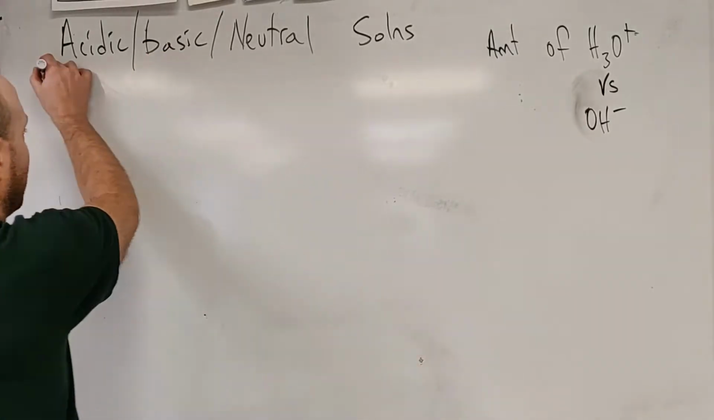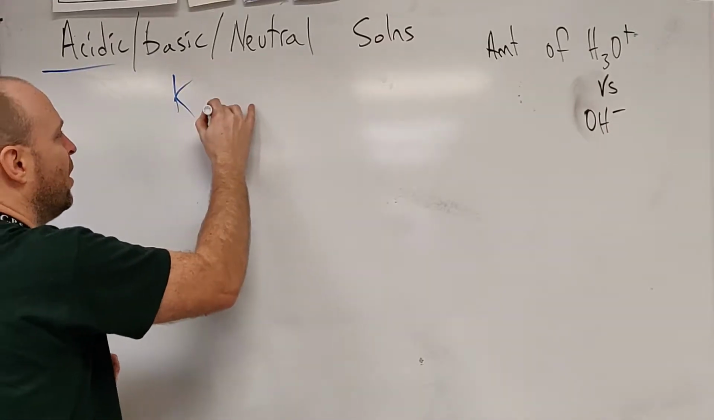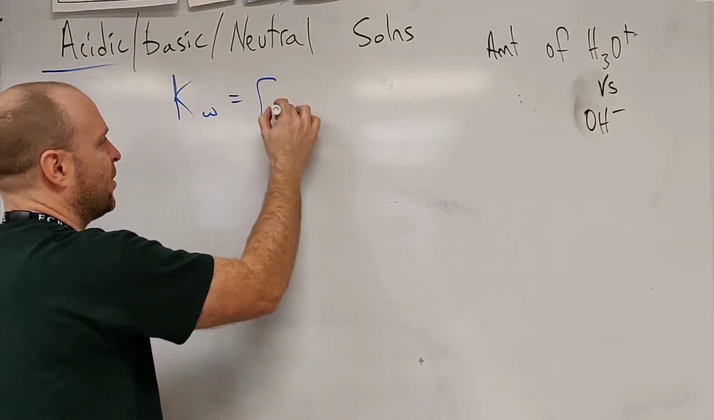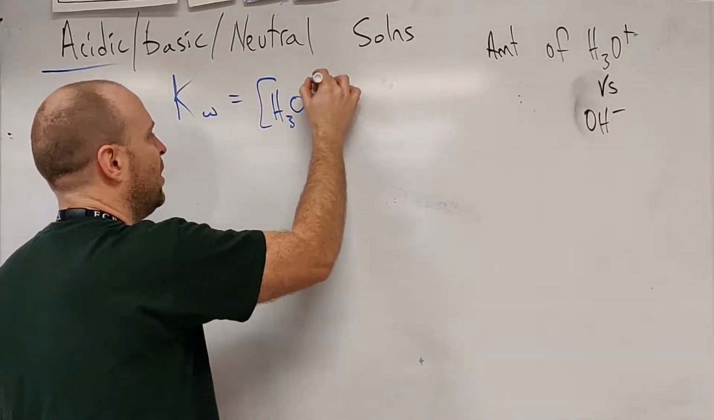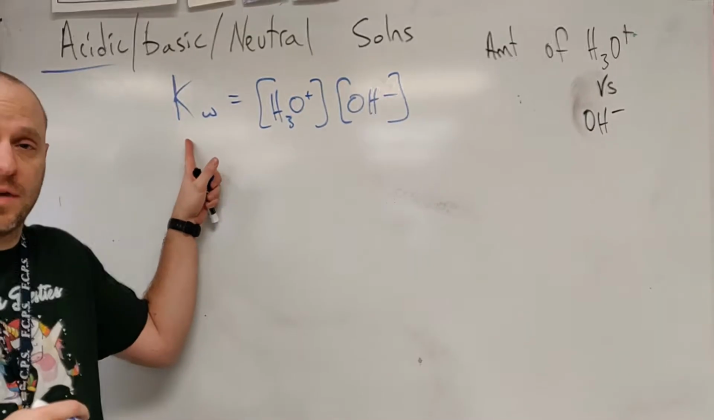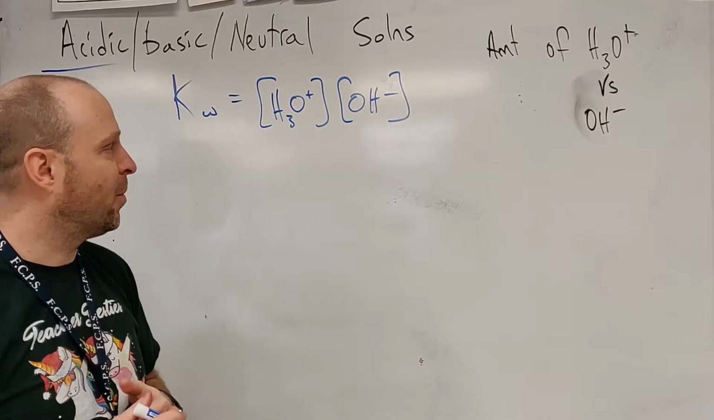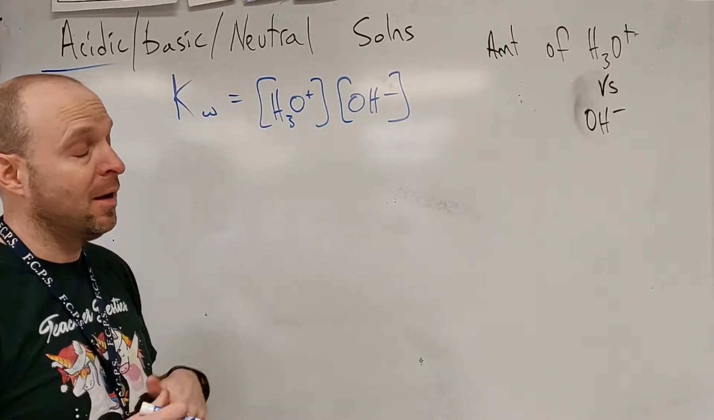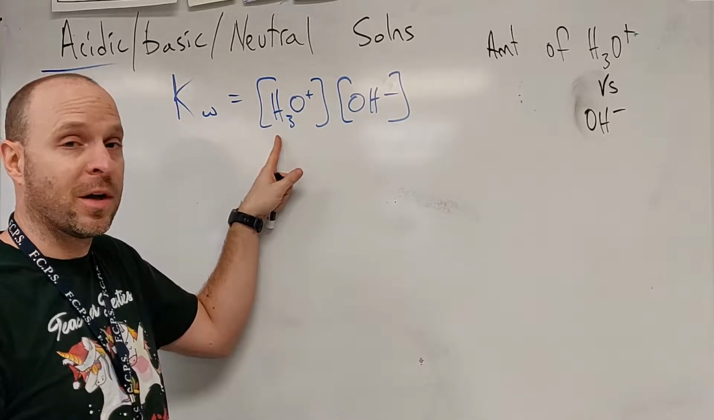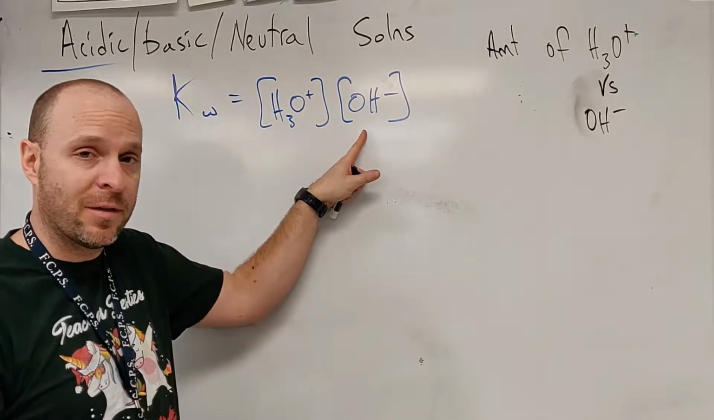And as a quick note, Kw, the equilibrium constant for water, is the concentration of H3O plus times the concentration of OH minus. All right? This is a number at 25 degrees Celsius. That number is 10 to the minus 14th. And the key part there is that number is not zero, so that number can never be zero, and that number can never be zero.